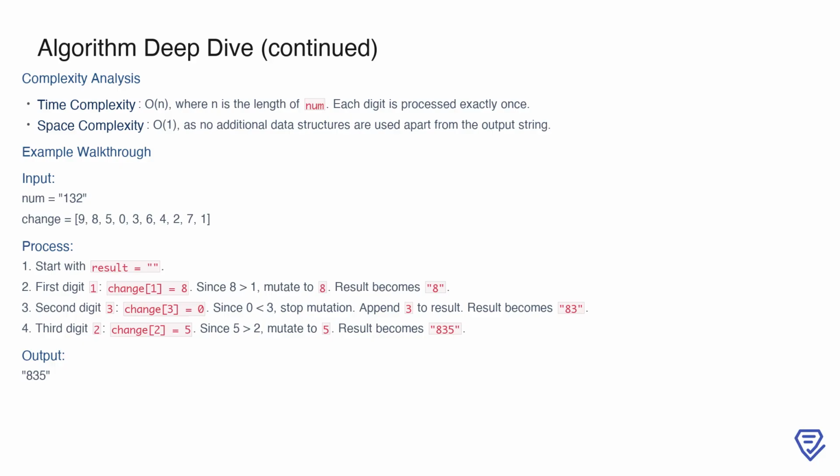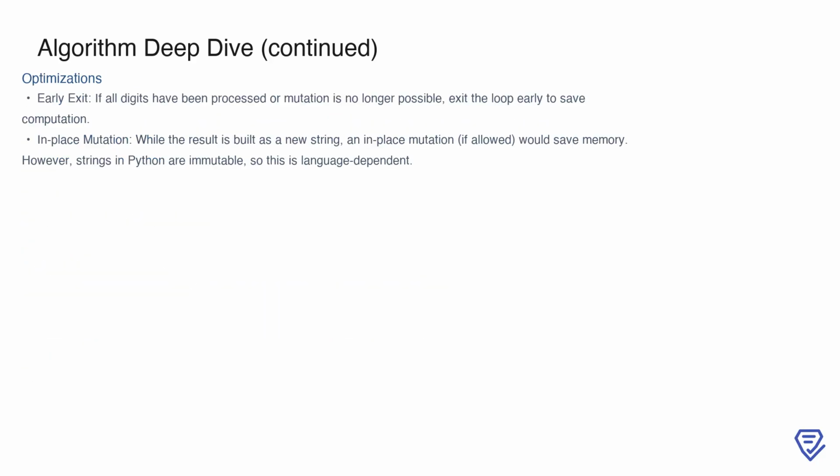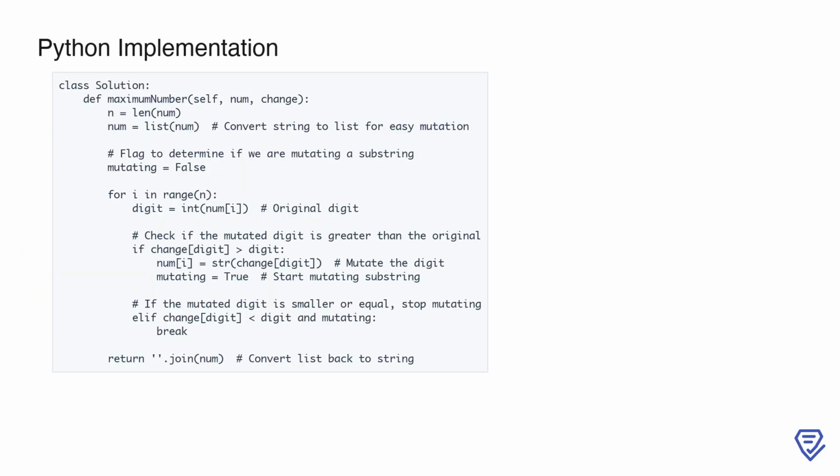This implementation solves the problem of finding the largest number after mutating a substring of the input string number. We are provided with a mapping change that specifies how each digit from 0 to 9 can be transformed. 1. The function maximum number takes the string number and a list change as inputs.